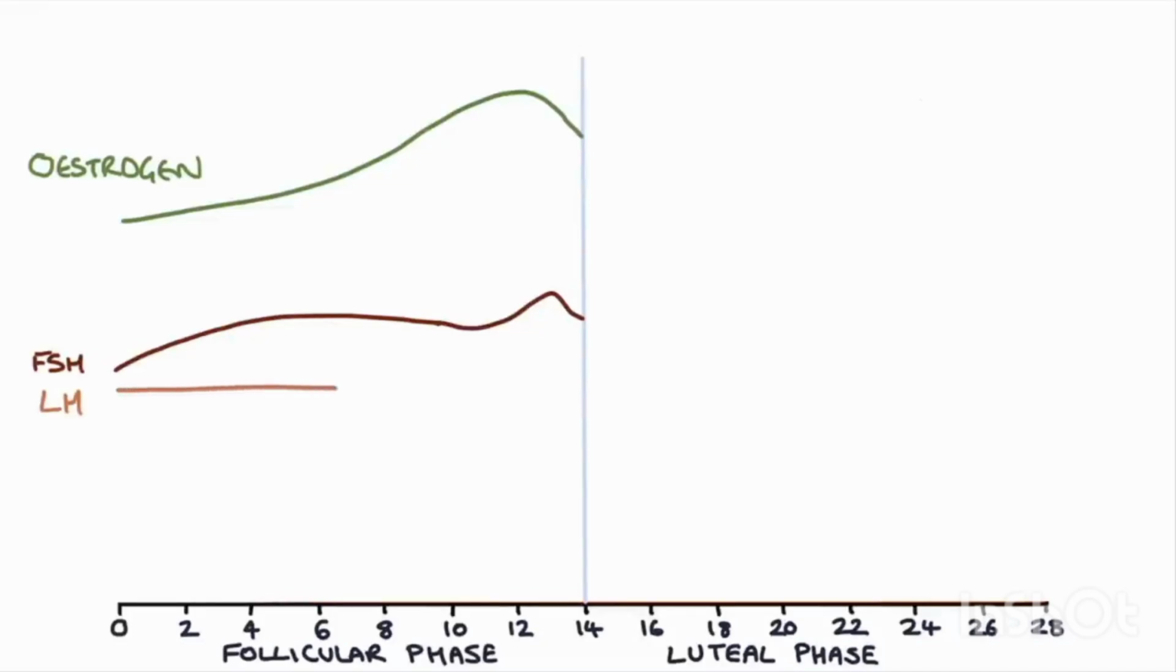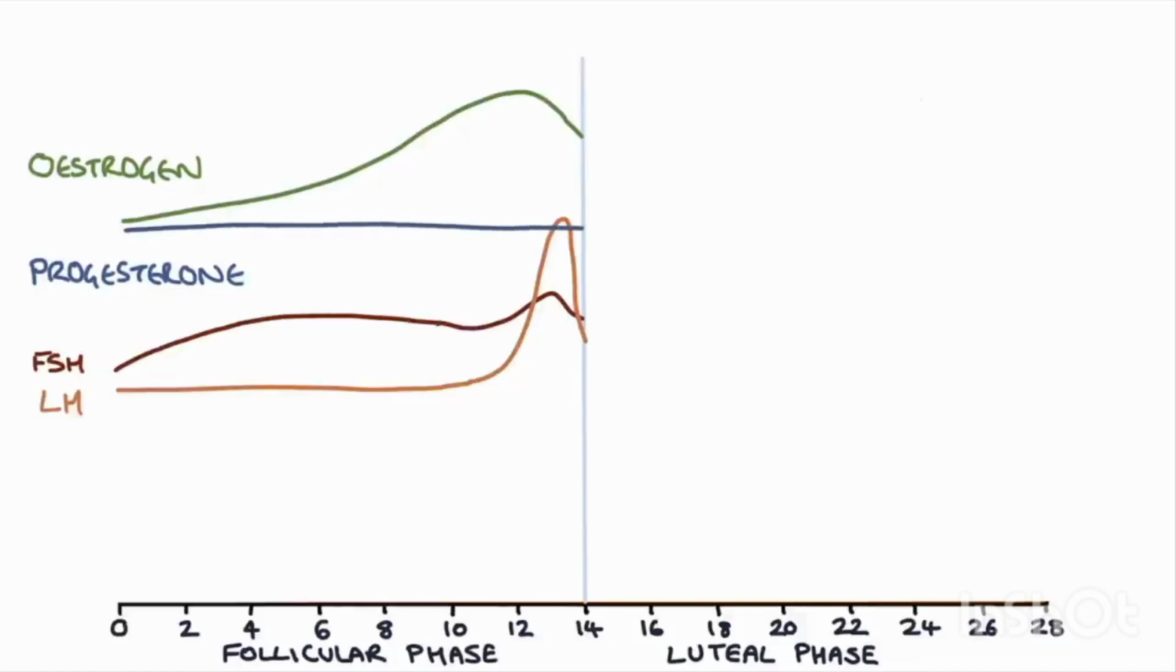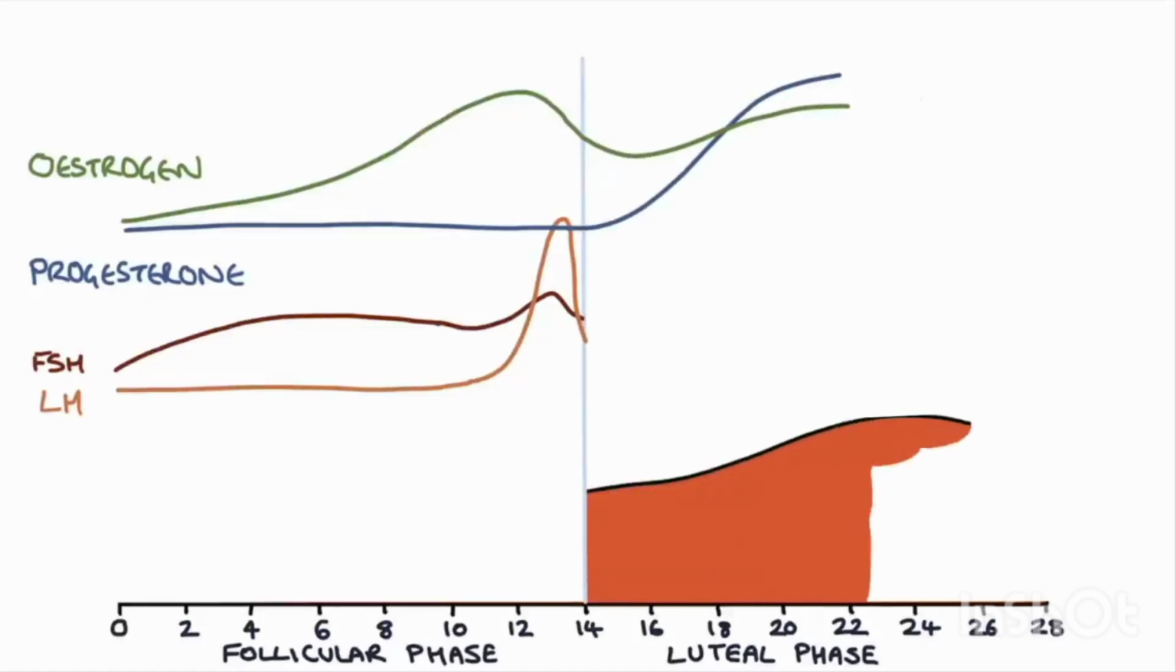Luteinizing hormone doesn't really change much until it spikes just before ovulation and stimulates that ovulation to happen. There's only a very low level of progesterone during the follicular phase, as it doesn't really have a role during this phase. Progesterone, and to a lesser extent estrogen, are increasingly produced by the corpus luteum. These hormones help to thicken and maintain the endometrium.